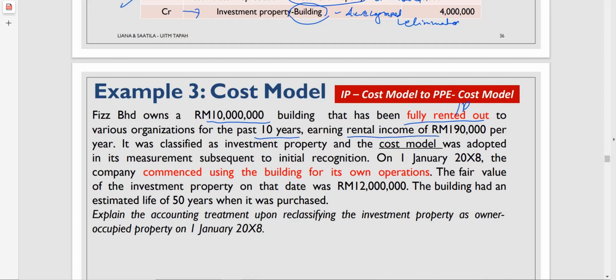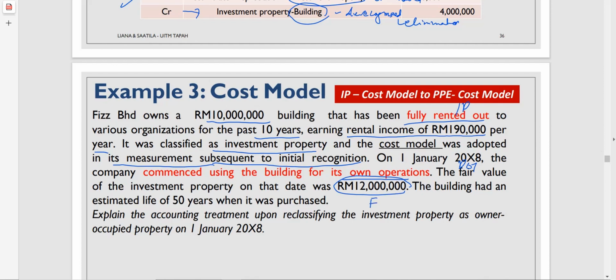So the rental income, which is to be credited to the profit or loss as other income, is 190,000 per year. It was classified as an IP, and the cost model was adopted for its measurement subsequent to initial recognition. So it is still using the cost model for the IP, and now PPE also uses the cost model. On the 2nd of January, the company commenced the use of the building for its own operation. So this is the date of transfer. The fair value of the investment property on that date was given.